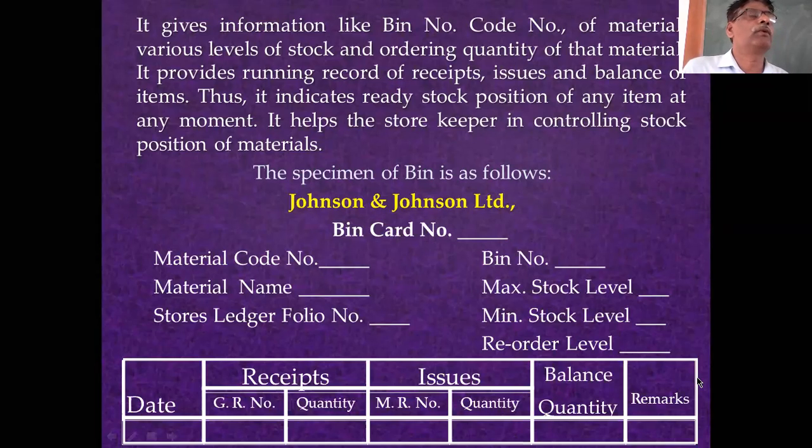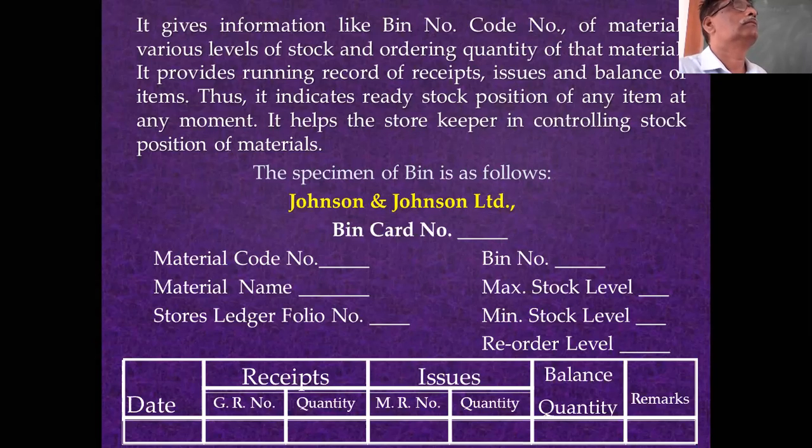The storekeeper receives the goods from the supplier. Therefore, while receiving the goods, he gives the number. Then the quantity received is to be recorded. Goods received note number, and second is quantity received. And in the issue column also there are 2.